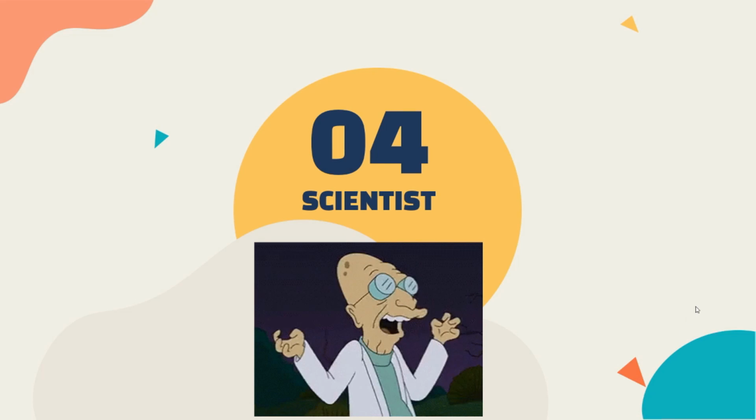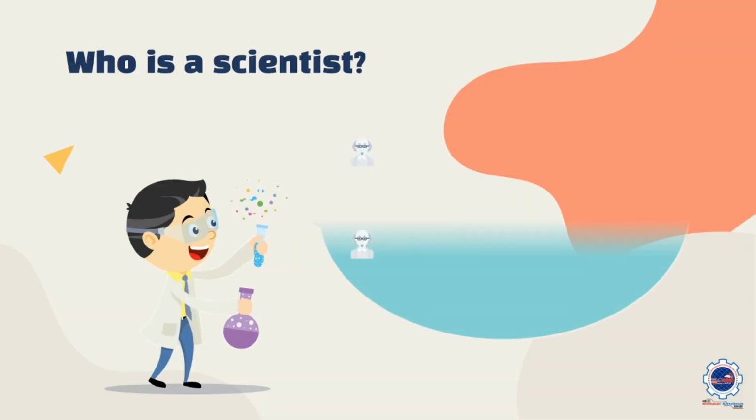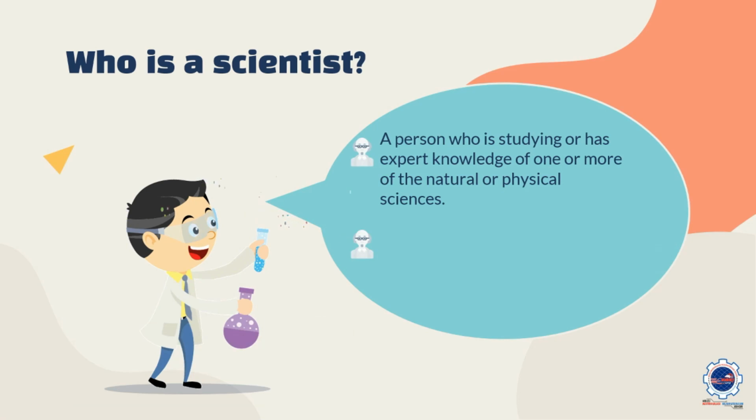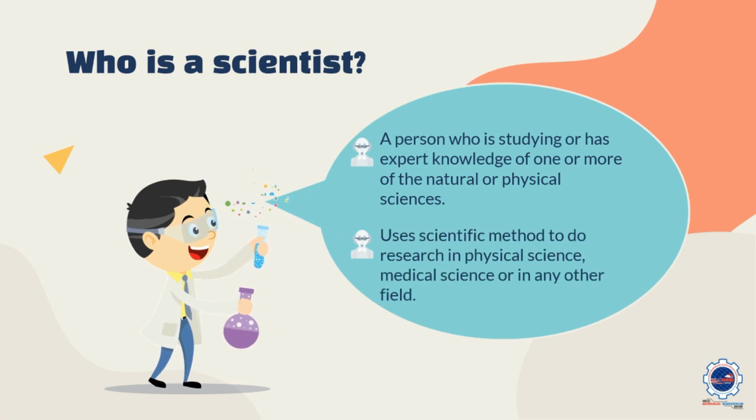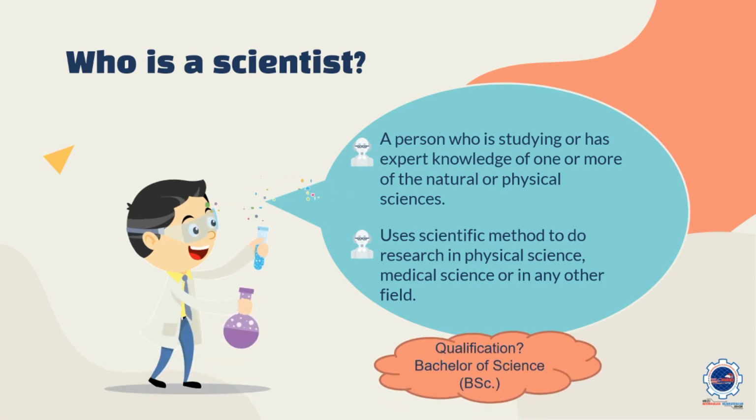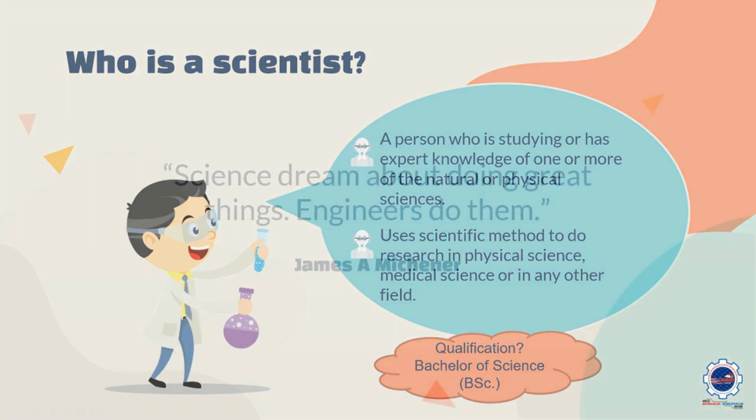Scientist. Okay, so this is the last one. Who is a scientist? A scientist is a person who is studying or has expert knowledge of one or more of the natural or physical sciences. A scientist also uses scientific method to do research in physical science, medical science, or any other field, even in engineering. To become a scientist, you need to have at least a degree in Bachelor of Science, in bracket BSc. It can be Bachelor of Science in Physics, Chemistry, or even Maths.